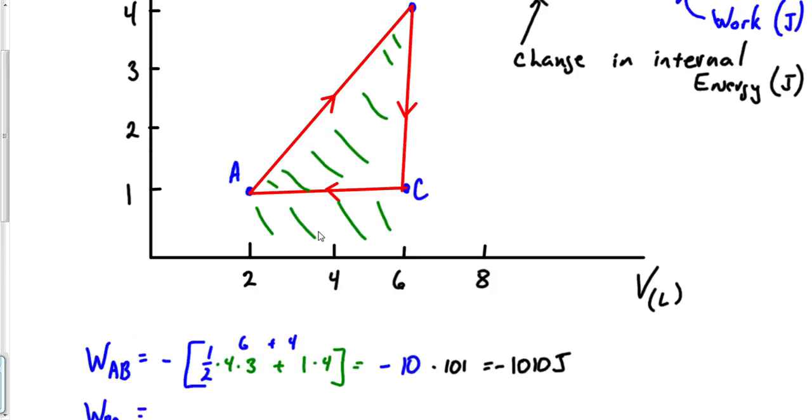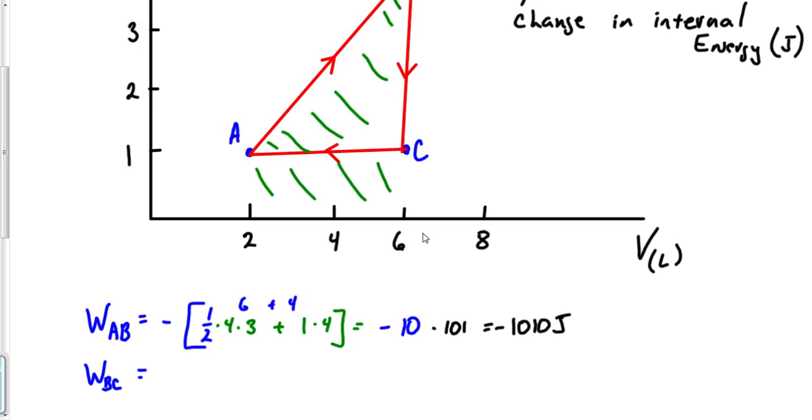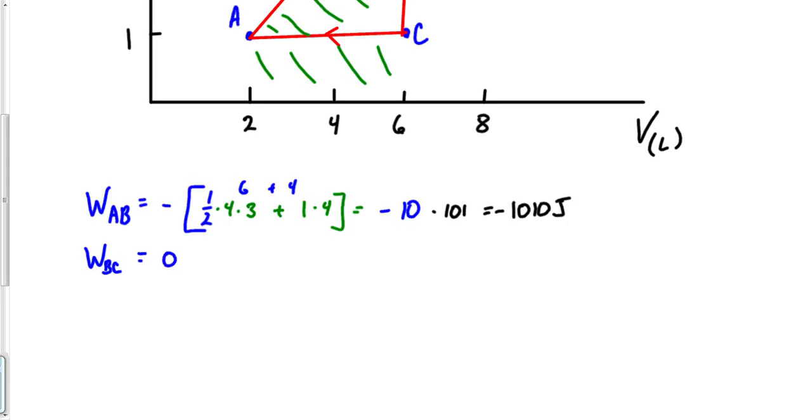Now for work B to C. Well, when you look at B to C, there is no area underneath. This is what's called isovolumetric. Therefore, no work is done. So the answer is 0.